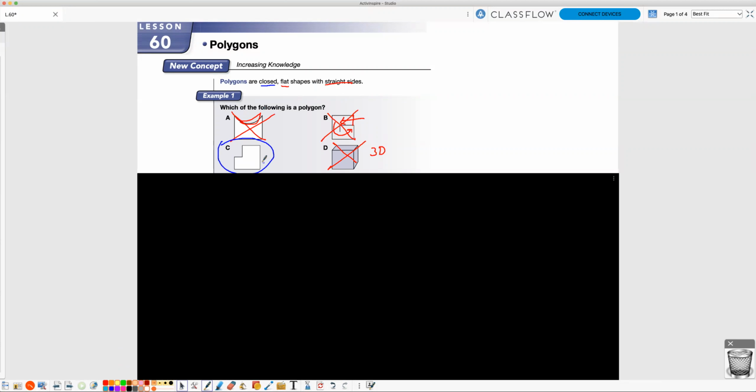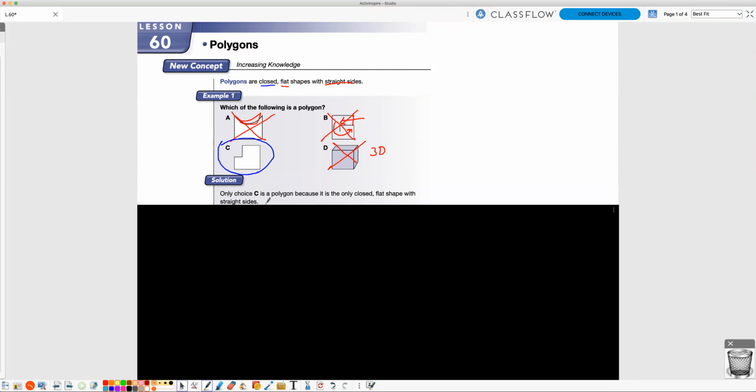This is the only shape that is considered a polygon out of those four shapes. It's because it is the only shape that's closed all the way around, and it's flat. It's not three-dimensional, it's just two-dimensional. It just has length and width, and it's got straight sides. There are no curved corners or edges or sides on that one.